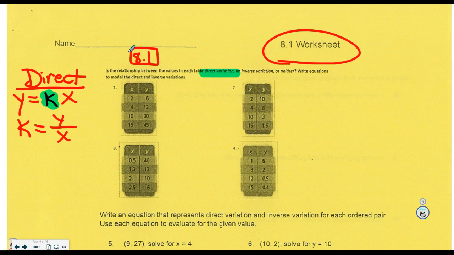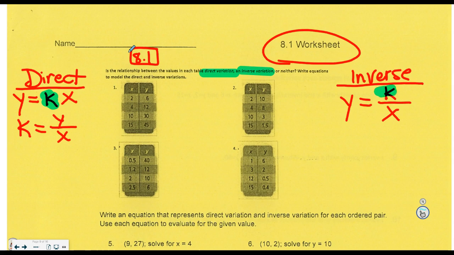Okay? For inverse, or sometimes that's called indirect, but inverse variation. All right, we'll go on this side because I think that's where you have room. It's y equals k over x, some constant divided by x. And again, how do you get rid of dividing by x? So the constant has to equal x times y. If neither one of those things happens, you'll put neither.